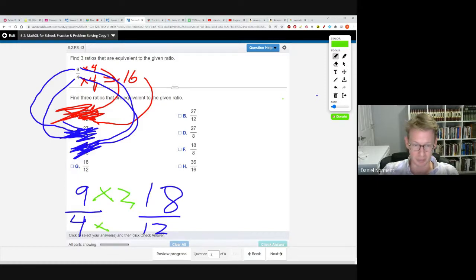9 times 2 is 18. Multiply the bottom times the same thing. Does 4 times 2 equal 12? Definitely not. So that's not equivalent. So on the right side, there's going to be 3 that are correct. And let me tell you what they are real quick. You watching? This is 9 times 3. This is not. It's got to be this one. 9 times 2, 4 times 2, it's gotta be this one. 9 times 4, 4 times 4.